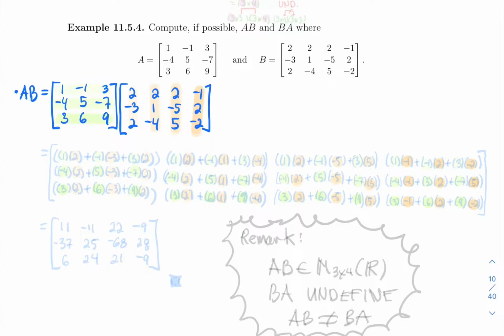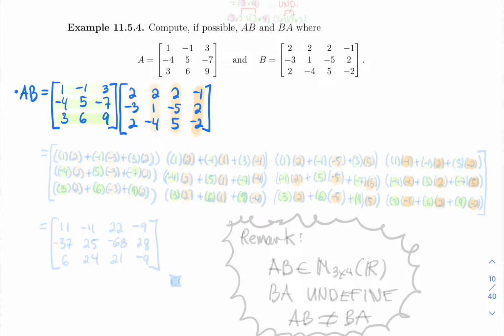All right, next example, we have two matrices, A and B. The first one is a square matrix, 3 by 3, and the second one is a general matrix, a 3 by 4. And we want to compute, if possible, A times B and then B times A. So the first thing you should always do is make this little dimensional analysis.